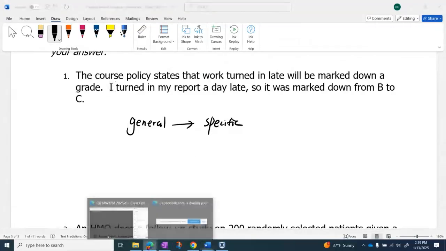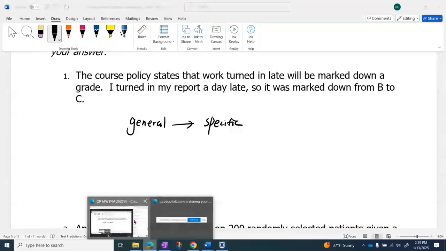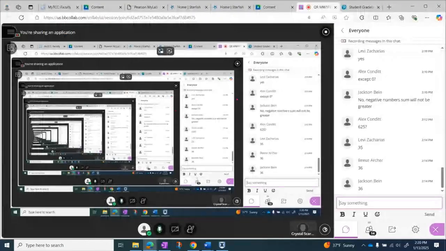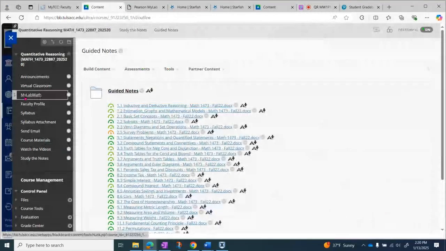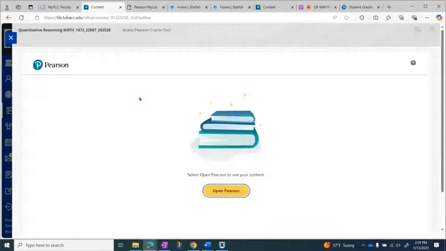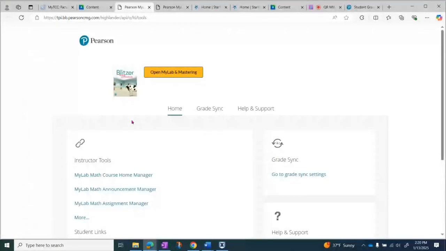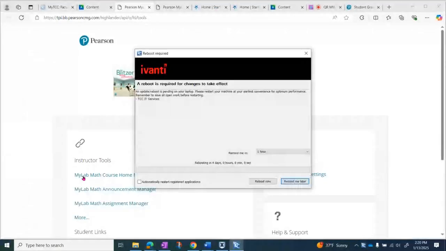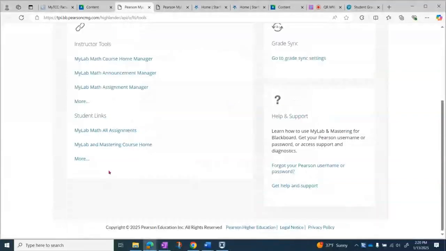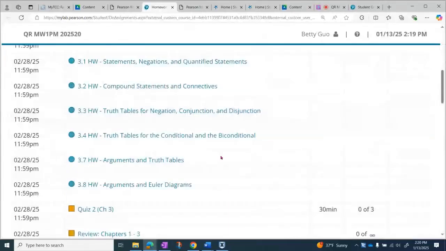Okay, deductive reasoning. And since we don't have a lot of time to go into more detail, I will leave you to work on your assignments. Let me show you what it looks like in MyLab Math once you are properly enrolled. If you want to go straight to MyLab Math, all assignments is here. There is a blue link that says MyLab Math all assignments. You click it, and you have all the assignments here.